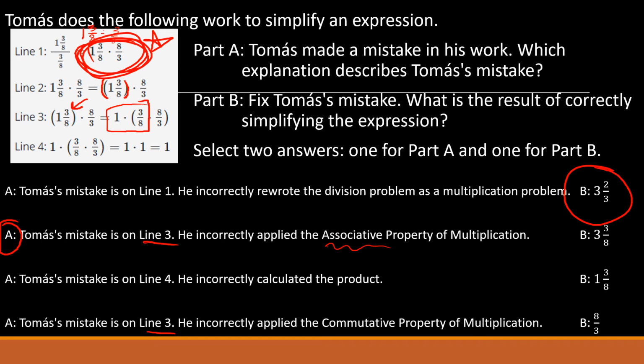3 2/3 is going to be the correct answer here. That is what Tomas should be getting. So associative property for line 3, and then 3 2/3.